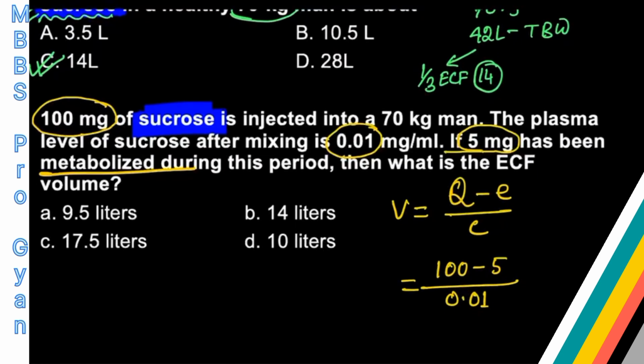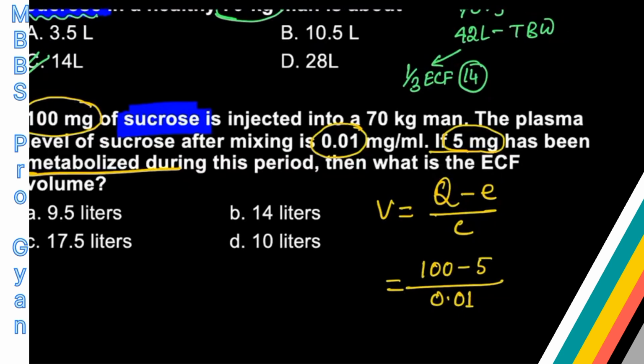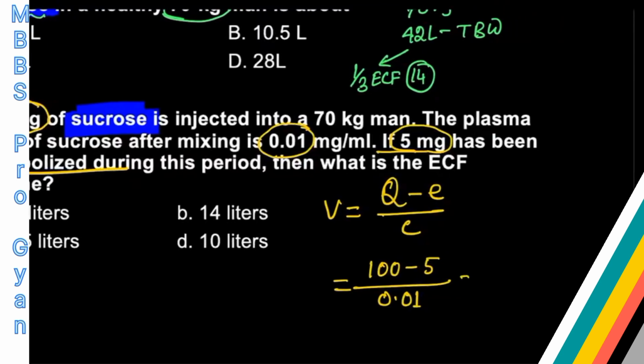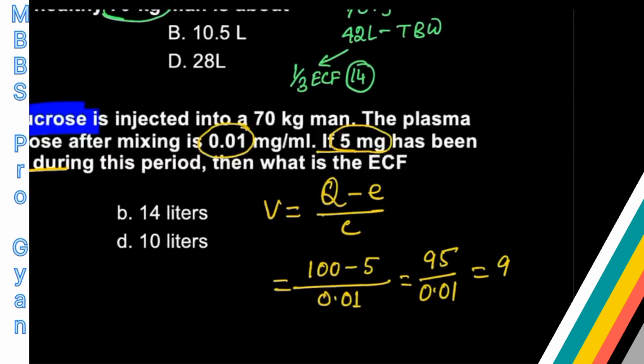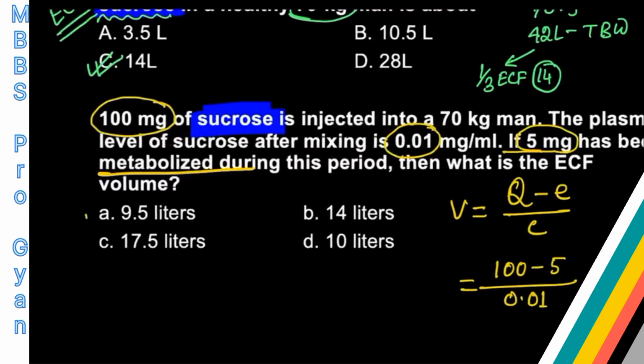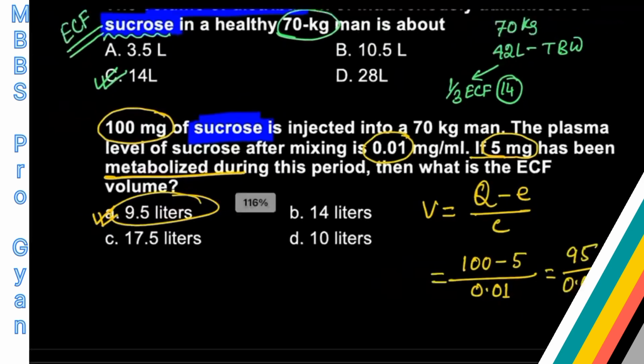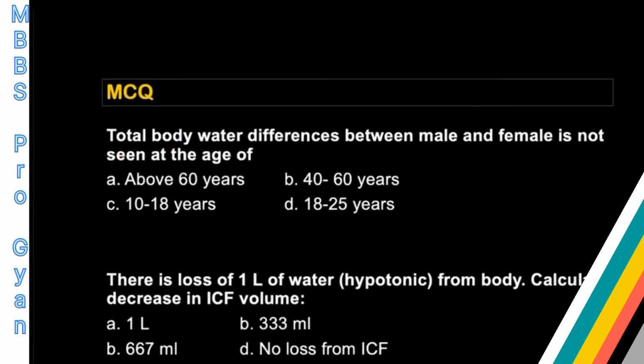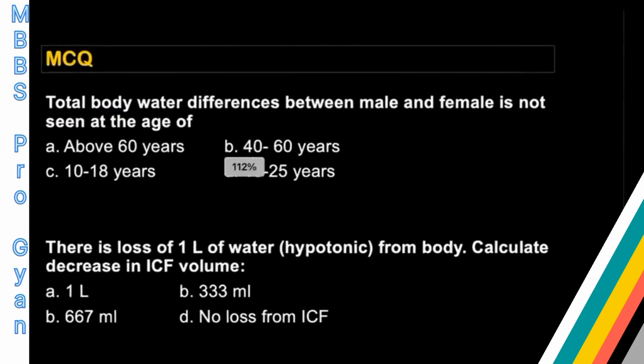But you have to understand here that 100 milligram minus 5 milligram upon 0.01. So this is 95 upon 0.01. That means this is 9500 ml. 9500 ml is equal to 9.5 liter. So this is the answer of the question. I hope you got it. Okay, so this is the second MCQ.